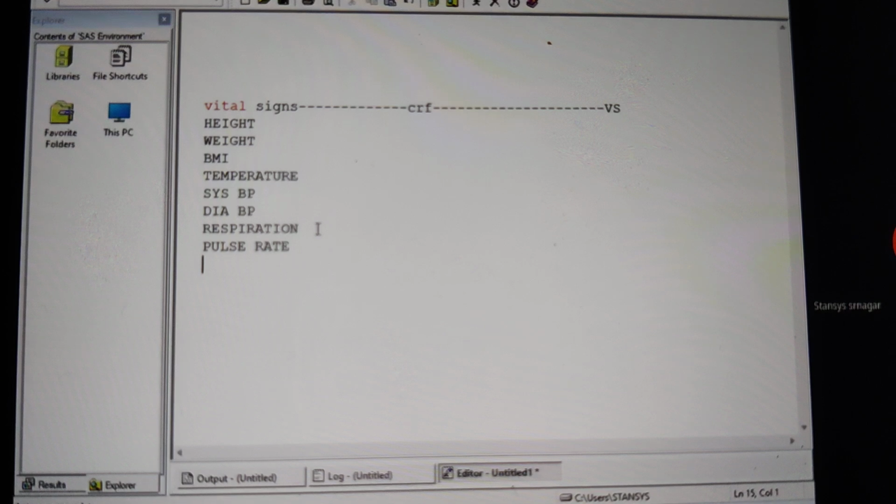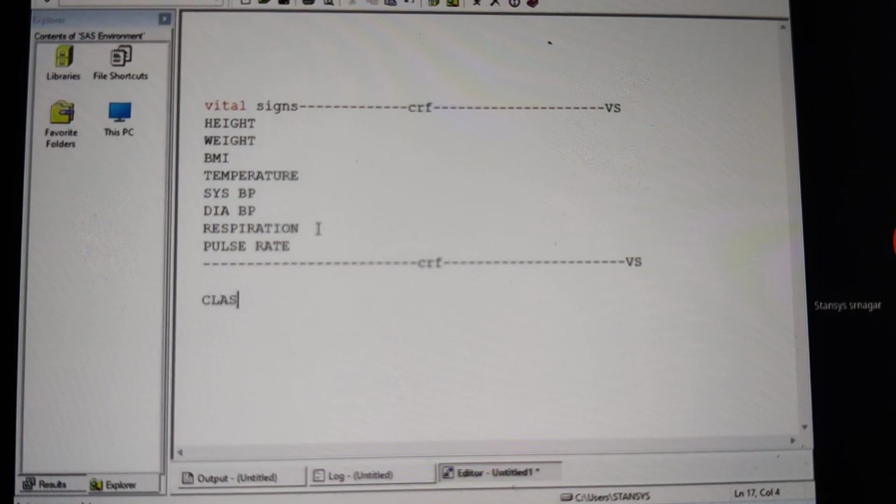Maybe we may not collect height for every visit, but for every visit we are going to collect the temperature, systolic BP, diastolic BP, respiration, pulse rate, dissolved oxygen, sometimes body surface area. We are going to collect all this information. As I said, we put this information on the CRF sheet for almost all the visits, and now we are going to put this information into VS data. VS is very important because if your vitals are normal, that means you are doing good. And if your vital signs are deviating from normalcy, that means something is wrong with you.